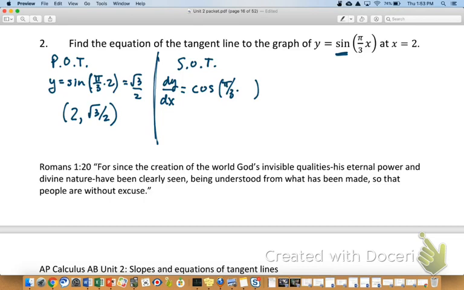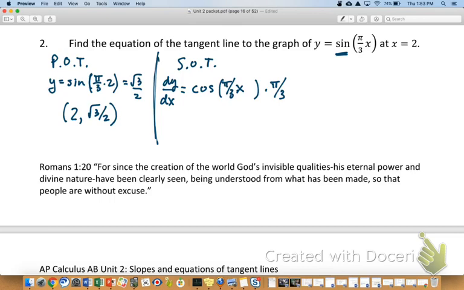And then we open that, a.k.a. we differentiate it. What's the derivative of pi over 3 times x? Just pi over 3, right? It's like the derivative of 8x is 8. This is no different. The derivative of pi over 3x would just be pi over 3.